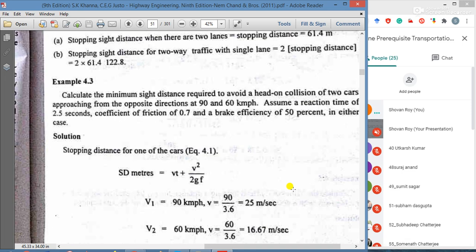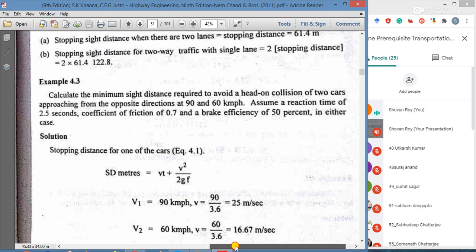Okay. Next problem. There are a number of problems, with different aspects mentioned. Now let's see the second problem. Calculate the minimum sight distance required to avoid a head-on collision of two cars approaching from opposite directions at 90 and 60 km per hour. Again I am repeating: calculate the minimum sight distance required to avoid a head-on collision of two cars approaching from opposite directions at 90 and 60 km per hour.